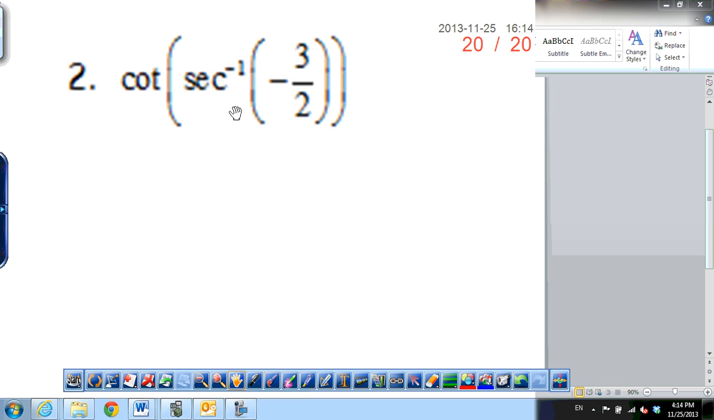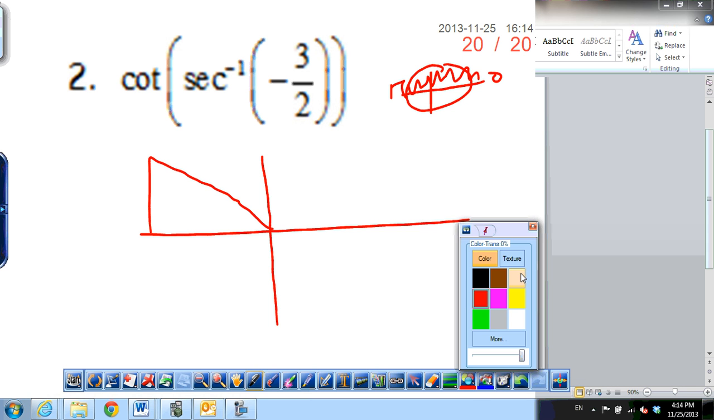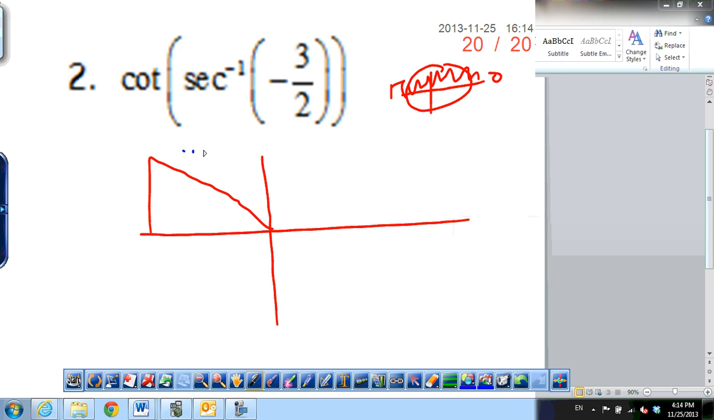Number 2 kind of works the same way. We know that secant is defined in the top two from 0 to pi. So that means on my quadrants here that my triangle has got to be over here because it's negative. Okay? And so secant is negative 3 over 2. That means cosine is negative 2 over 3. So my hypotenuse is 3, and my x value, or my adjacent, is negative 2. Do a little Pythagorean theorem, and that would mean this is square root of 5.